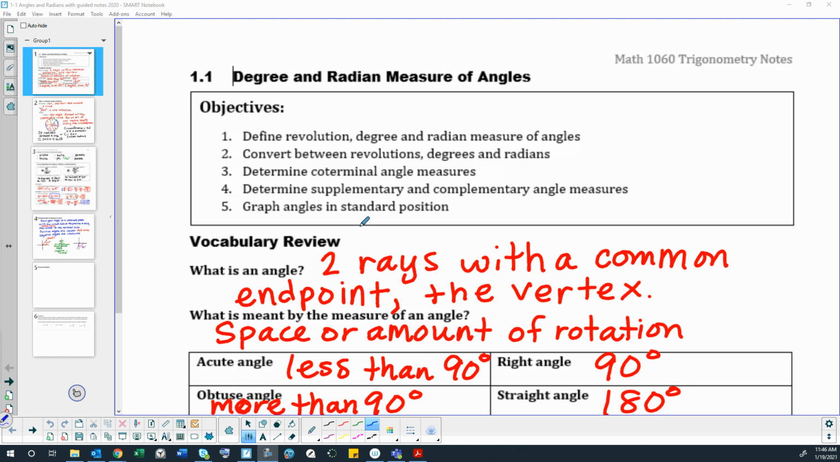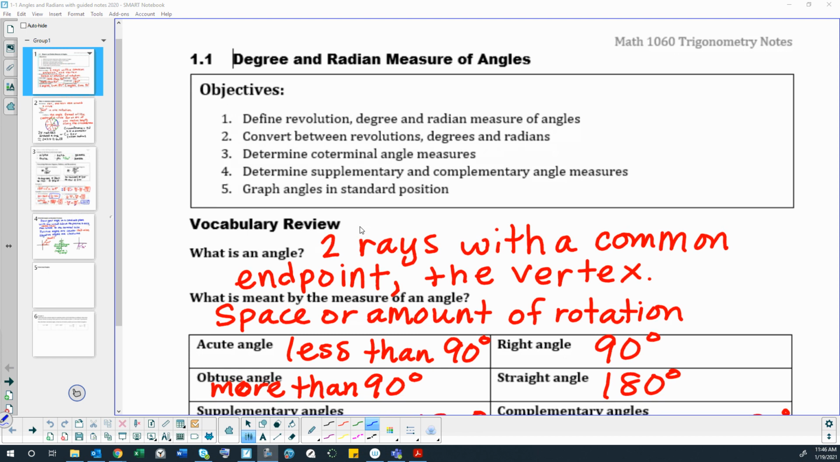So an angle is two rays with a common endpoint, which we call the vertex, right? So that would be, here, let me pick one with an arrow on it. The ray has an arrow on one end and not on the other end. The endpoints are together, so that's called the vertex, right?